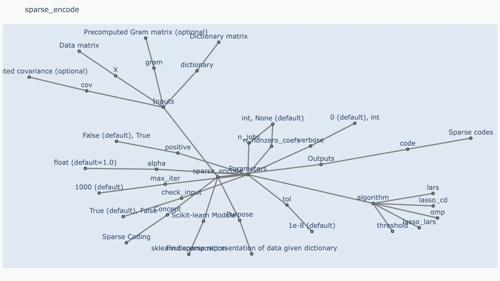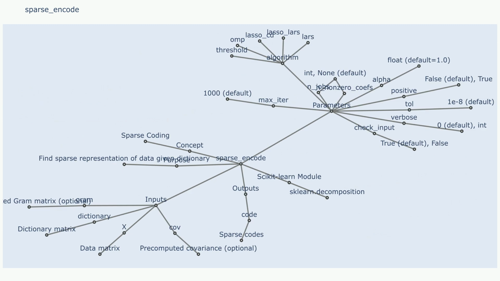Here's a detailed breakdown of sparse_encode. 1. The core idea: sparse coding. The fundamental concept behind sparse_encode is sparse coding. It involves finding a sparse representation of data points using a dictionary of atoms. Let's break down these key terms.